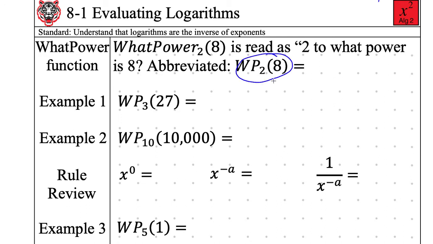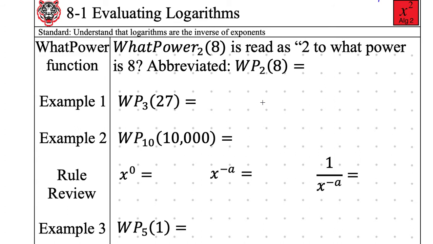So this is what I'm going to be doing for the rest of class. What power does 2 need to be raised to get to 8? That's how I read this circled power. You guys are going to repeat this with me. So on the count of 3, we're going to say 2 to what power is 8? Okay, ready? 1, 2, 3. 2 to what power is 8? Good. You now know the what power function.